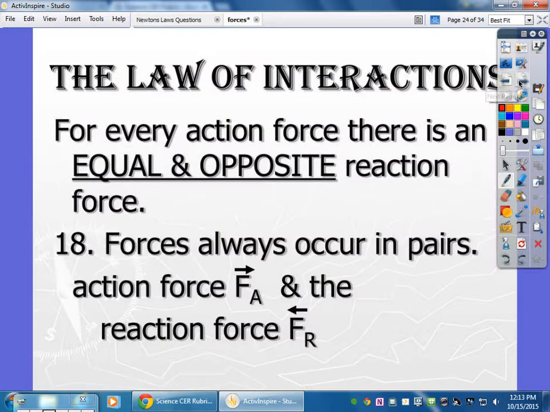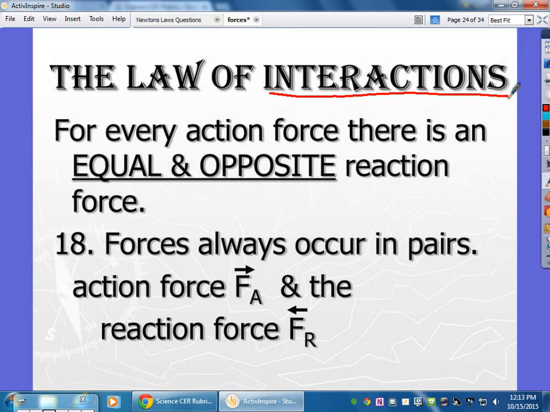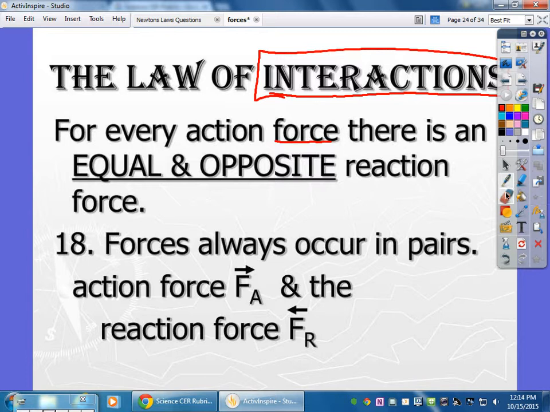Okay, Newton's third law is called the law of interaction. Make sure you know each one of these laws by their name, not just Newton's first law, second law, and third law. Right? You've got the law of inertia. That's the first one. The law of acceleration. That's the second one. And now you've got the law of interaction. And just like the name implies, it says for every force, there is an equal and opposite reaction force.